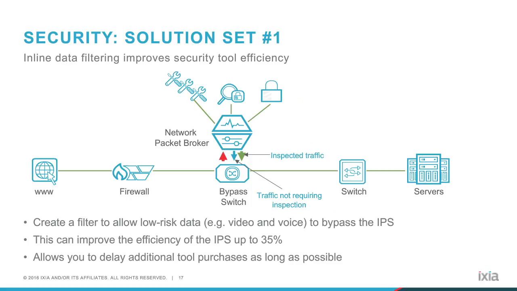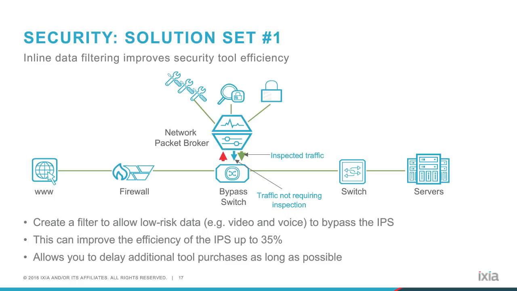The next example utilizes the inline visibility solution that Keith talked about earlier. As you can see, a bypass switch is inserted after the firewall. A network packet broker is then inserted between the bypass switch and the inline security tools, like an IPS, something like that. Incidentally, you could connect the firewall to a bypass switch as well. This would give you more reliability than a firewall or multiple firewalls connected directly inline. In any case, all traffic reaches the bypass switch and is then forwarded to the packet broker.